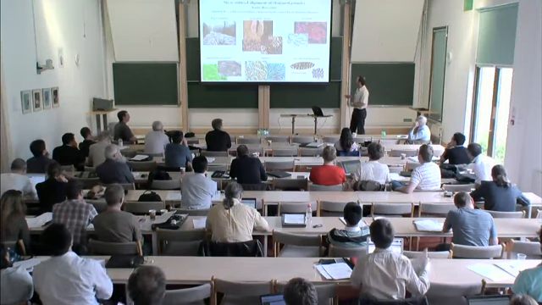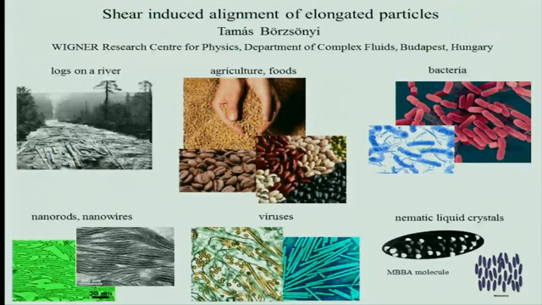Sugar, going to macroscopic grains in agriculture and food industry, then to the scale of bacteria, then nanorods. If you let flowing nanorods, you can fabricate nanowires. For example, this layer has been fabricated this way, and it conducts in one direction but not in the perpendicular one. Then at the scale of viruses, and then the smallest objects are the molecules, the case of nematic liquid crystals.